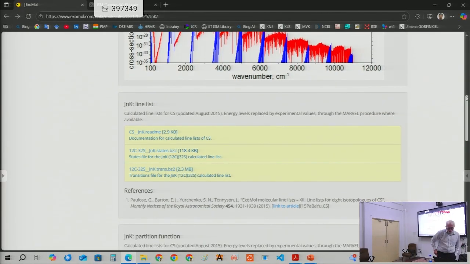So then we have the line list. And interestingly, we have a README file. I have to say that's probably good practice, but we don't always have README files. I will show you one in a minute. Carbon monoxide is not ours, but I'll show it to you. I have a student working on carbon monoxide at the moment, having fun and games.